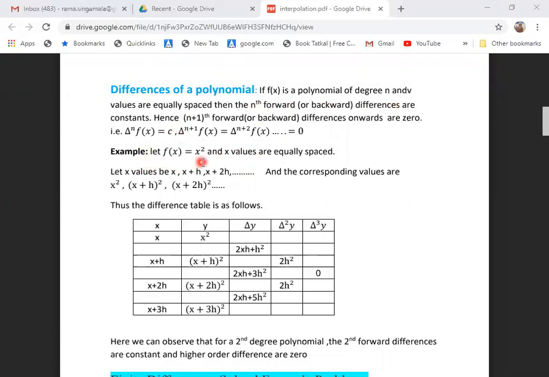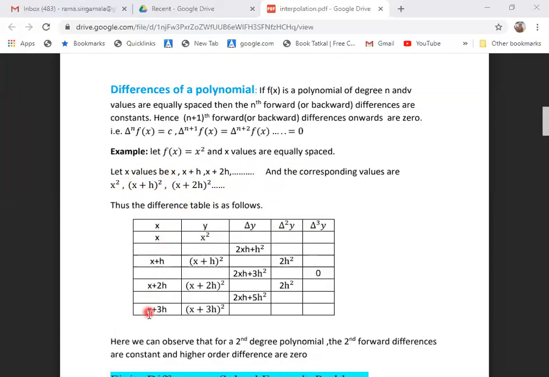Let us see an example. We are taking f of x as x square and we are assuming x values are equally spaced which are differed by the length h. So that the x values can be taken as x, x plus h, x plus 2h and so on. Hence the corresponding function values will be f of x plus h, f of x plus 2h. Nothing but x square, x plus h whole square, x plus 2h whole square and so on. For this x and y equal to f of x values, let us form a difference table.